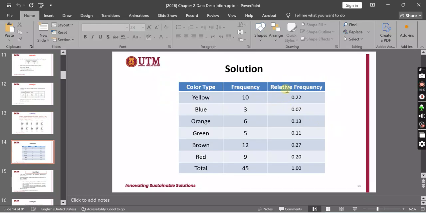Okay, relative frequency, how you can find it? 10 divided by 45, 3 divided by 45, 6 divided by 45, and also for the other colors. So this is the relative frequency. Summing of them equals 1. It must be equal to 1 because it's probability.